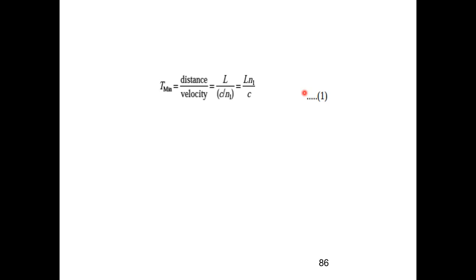So I have T minimum. Now considering the second ray, that is the extreme meridional ray. Write down: the extreme meridional ray exhibits maximum delay time T max. So for T max also it is distance upon velocity. But it is now not L. The formula of time remains the same, distance upon velocity. Velocity is C by N1 only, the ray is propagating in the core. But what will be the distance?